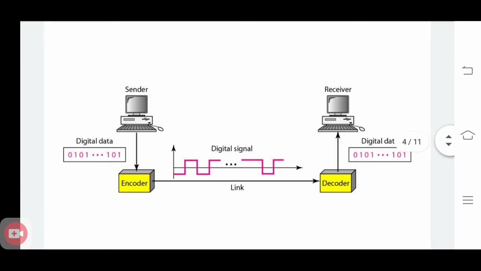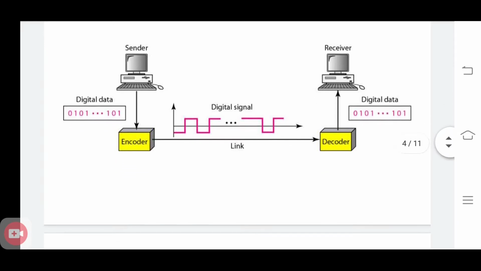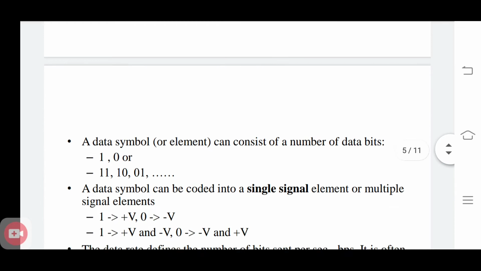So you can see in the figure we have a sender and receiver. At the sender side we have digital data. By using an encoder it is converted into a digital signal. Through the communication link, what is actually transmitted is the digital signal. At the receiver side, the digital signal is converted back, or recreated, into digital data. This is the process behind digital to digital conversion, or digital to digital encoding.